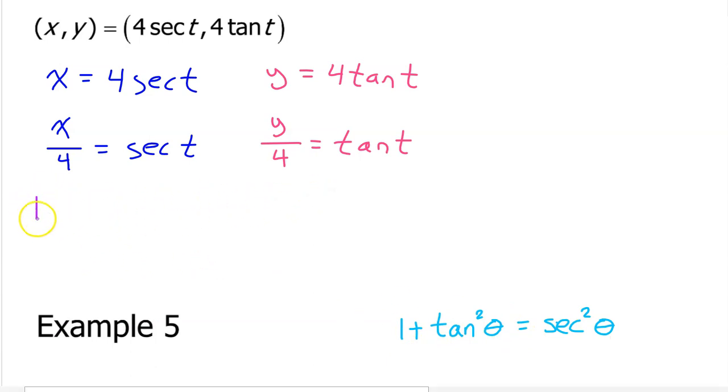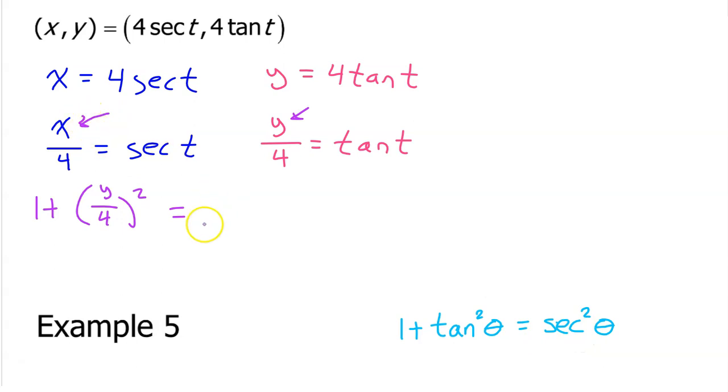So we have 1 plus tangent squared. This is our expression for tangent right here. So this becomes 1 plus y over 4 squared is equal to secant squared. Well, this is our expression for secant. So this will equal x over 4 squared. So this is 1 plus tangent squared equals secant squared.